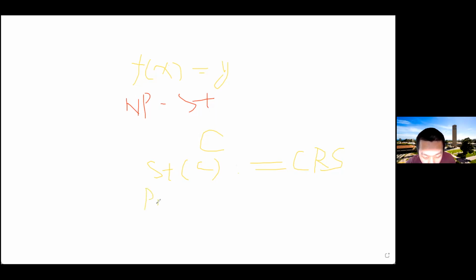So the prover takes the circuit and takes the input, and generates a proof, let's say pi. And of course, you need some public information, for example Y's commitment. Y's commitment is public. Think of this as a hash of Y, so it won't leak any information of Y.